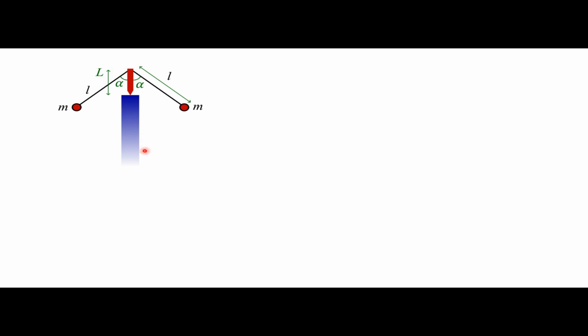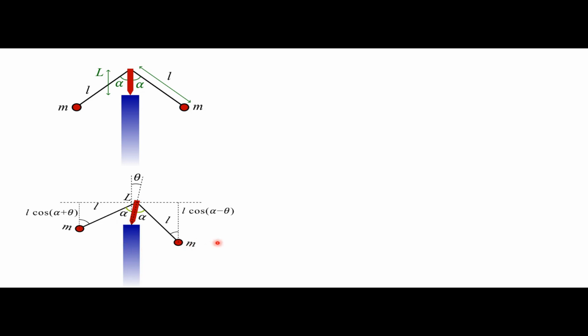Now let us try to see what is going to be the potential energy of the structure when it is tilted to an angle theta. So now, in this case, what we see is that this pivotal rod is making an angle theta with the vertical, and the mass on the left hand side will be making an angle alpha plus theta with the vertical. On the other hand, the mass on the right hand side will be making an angle alpha minus theta with the vertical.